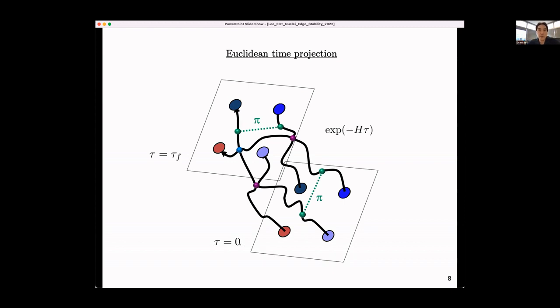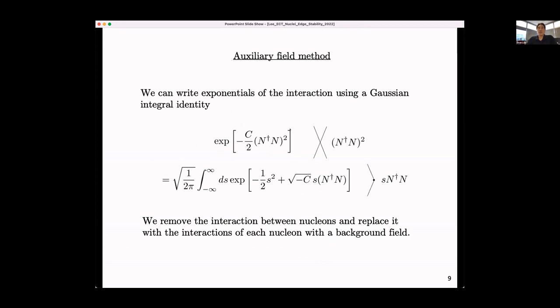We have tau equals 0 as the initial time, tau equals tau final as the final time. We have these nucleons doing a random walk in space as a function of Euclidean time. Now, we also have interactions, so we have the exchange of a pion, and we have short-range interactions that are taking part as well. The way we actually do the calculation, though, is with an auxiliary field. And so what we do is we rewrite the interaction.